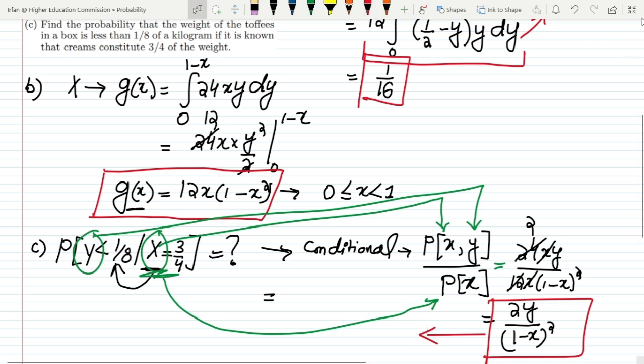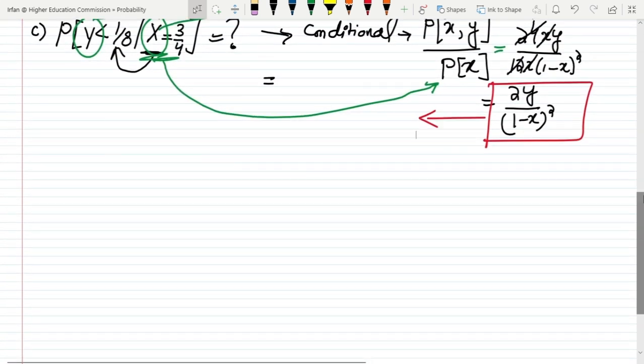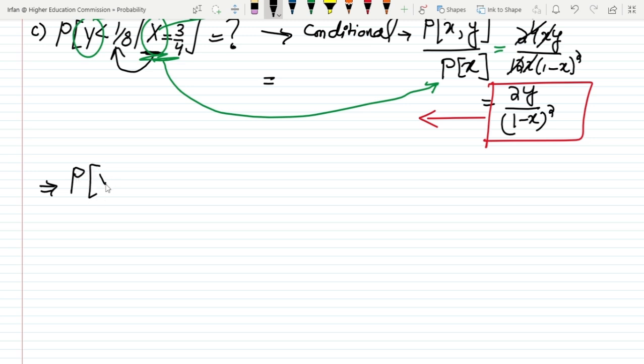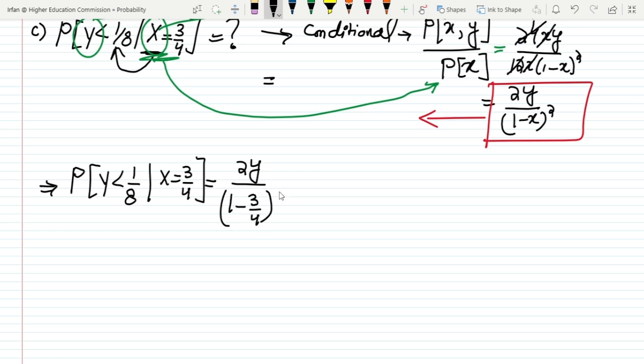So putting the values of x and y here, because the value of x is already given, putting this 3 by 4 here, what I will get is the probability that y is less than 1 by 8 such that x is equal to 3 by 4. Now putting the value of x, which is 3 by 4, I will get 2y divided by 1 minus 3 by 4, squared.